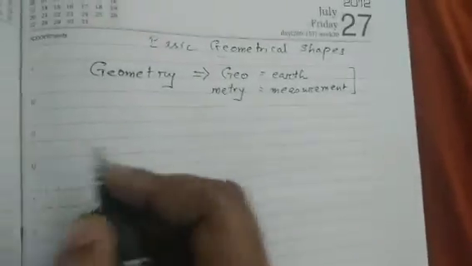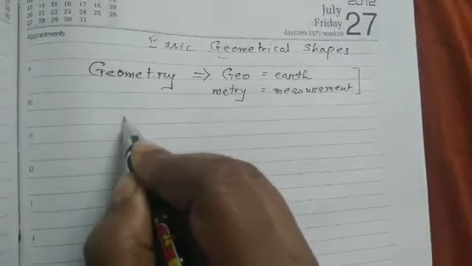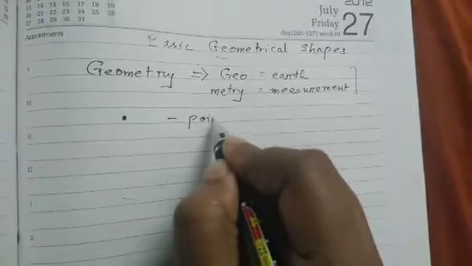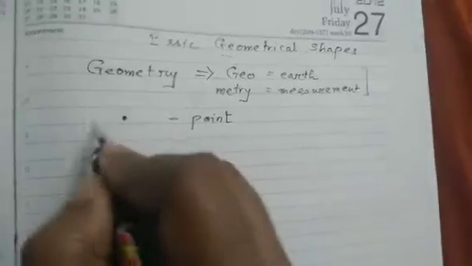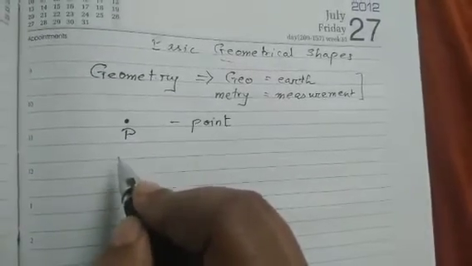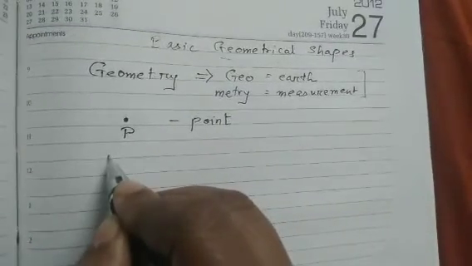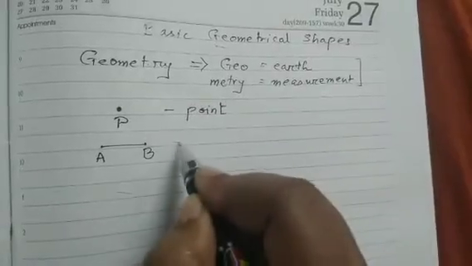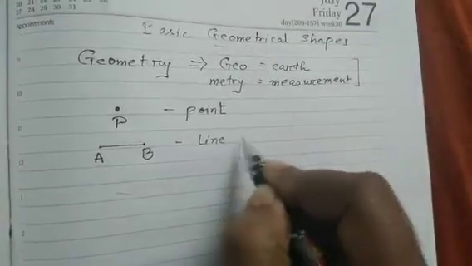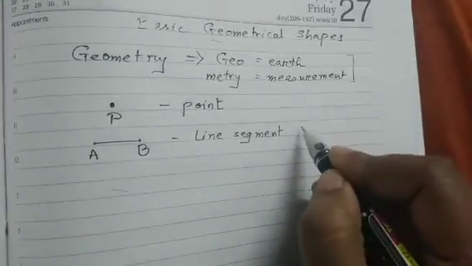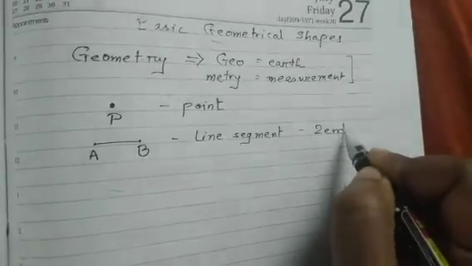When we come into geometry, first let us know what this is. This is known as a point. I usually denote a point with a capital letter. Now, starting from a point and ending at a point, this I call a line segment. A line segment has two ends.